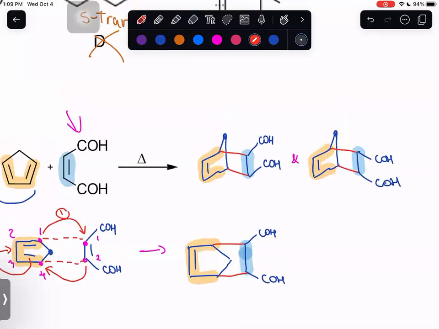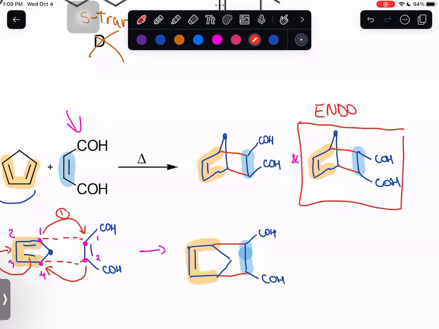Now, which one is going to be the major product? Exactly. So in this case, it's going to be the one on the left or the one on the right. The one on the right. This is going to be your major product because it's your endo.